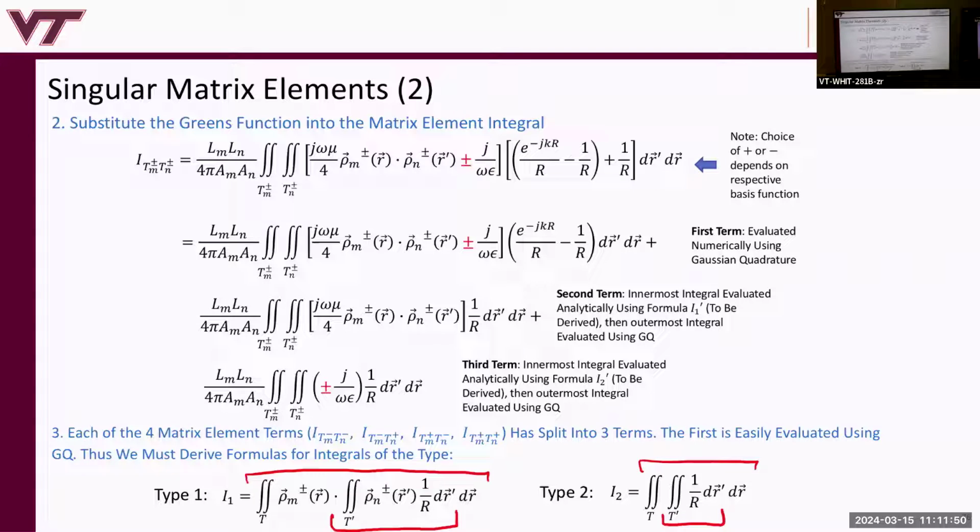All right? So we need to understand these two integrals. I've broken them into two types, type 1 and type 2. Type 1 is the vector potential integral with a linearly varying source. And type 2 is a scalar potential integral with a constant source. All right? And they both have the 1 over r singularity that we have to treat analytically. All right?